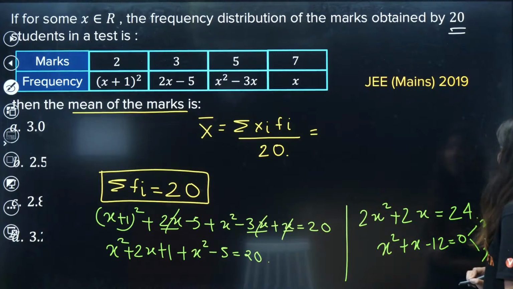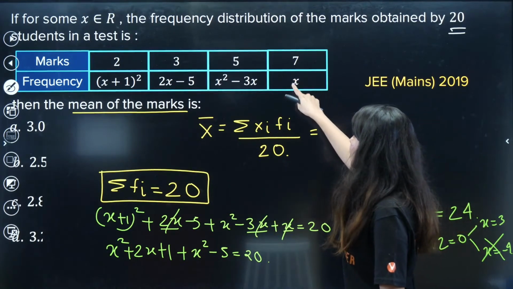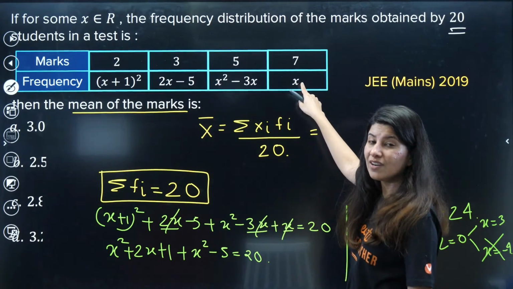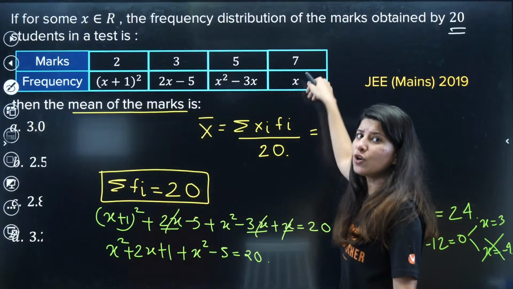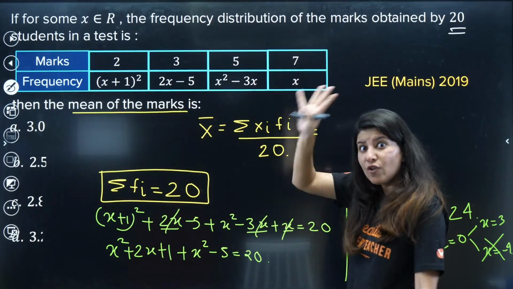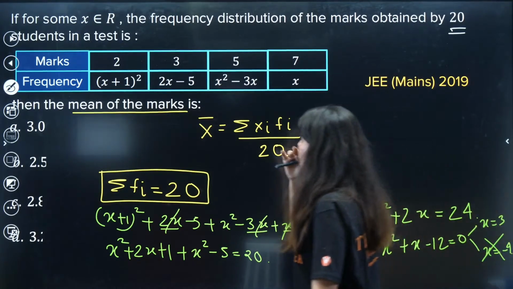We are going to reject x equals minus 4. Why? Because if x is minus 4, this frequency is minus 4. Frequency cannot be minus 4. Come on, what is frequency? That means you are saying minus 4 students are getting 7. No, 4 students are getting 7. That will make sense. But 3 students. So x is coming out as 3.